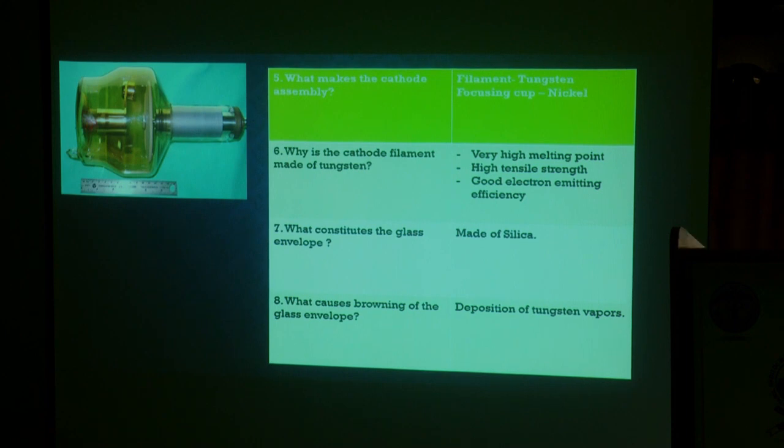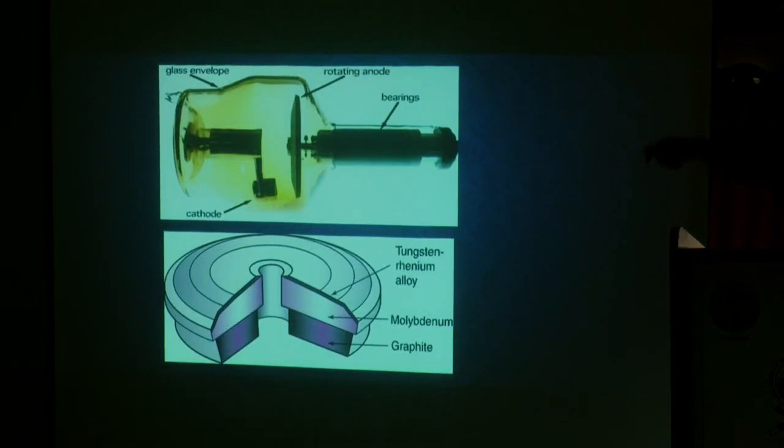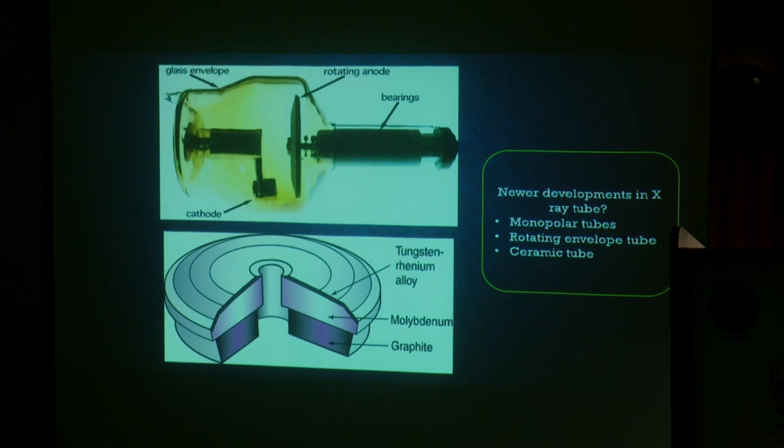And what constitutes the glass envelope? It is made up of silica. And what causes browning of the glass envelope? It is due to deposition of tungsten vapors. So this is the cathode side, this is the anode side. The anode side is usually very long because of the molybdenum stem. What are the newer developments in X-ray tubes? It can be asked in recent advances. They are monopolar tubes, rotating envelope tube and ceramic tube. These three are the recent advances in the rotating anode type of X-ray tube.